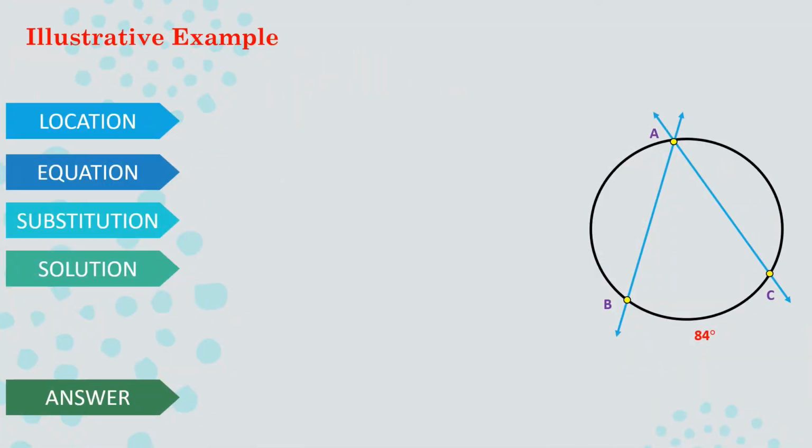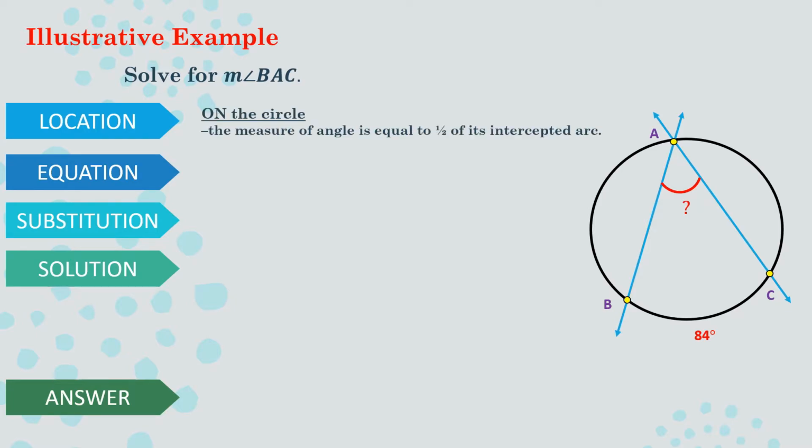Now let's use the following steps to solve for this one. Given the figure, solve for the measure of angle BAC. Since angle BAC is missing, the first thing you're going to do is locate angle BAC. For this one, angle BAC is an angle formed on the circle. Therefore, the measure of the angle is equal to 1/2 of its intercepted arc.